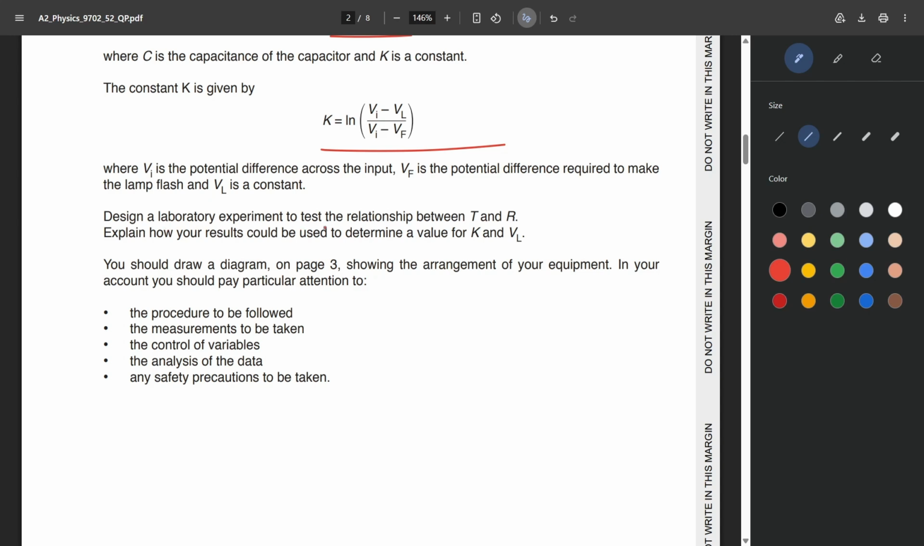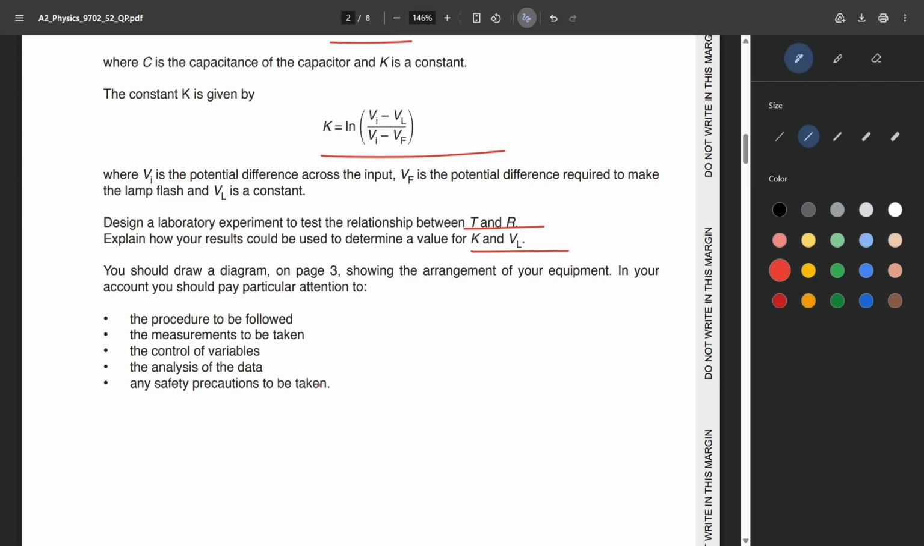Design a laboratory experiment to test the relationship between T and R. Explain how your results could be used to determine a value for K and VL. You should draw a diagram on page 3 showing the arrangement of your equipment in your account. You should also pay particular attention to the procedures, measurements taken, control of variables, analysis of the data, and safety precautions.